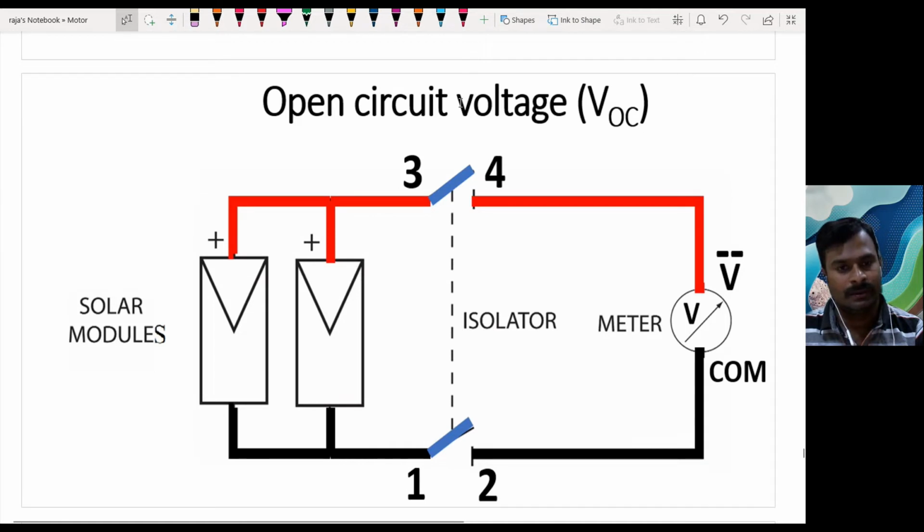So to measure the VOC in a parallel connection, we will have the panels connected like this in parallel connection. So you will short both positive terminals and both negative terminals on the other side. The positive terminal connection point will be connected to the isolator's one terminal. The other terminal will be connected to the voltmeter. In the same way, the negative terminals will be connected to the isolator. The other terminal, the output terminal, will be connected to the voltmeter common. So now when we close the isolator switch, the voltmeter can read the voltage.